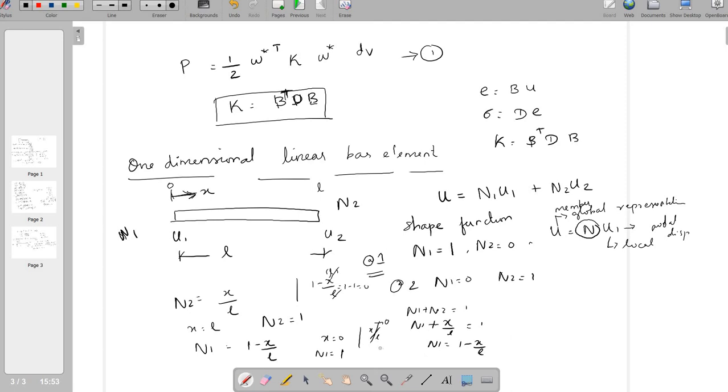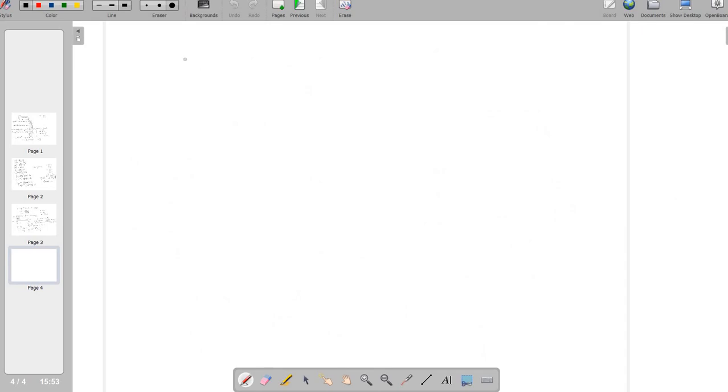Like that, we have to form the shape functions for each problem. Finally, we arrive at the shape function n1 equal to 1 minus x by L. Otherwise, we can write it as L minus x by L. And n2 equal to x by L. Here x equal to 0, here x equal to L. It is applicable only for x equal to 0 and x equal to L.